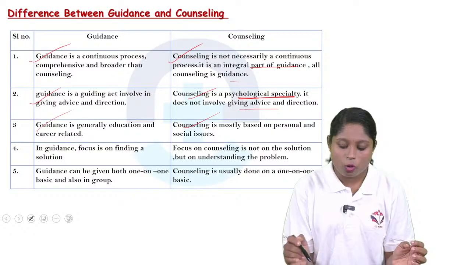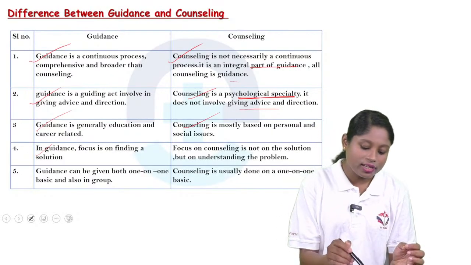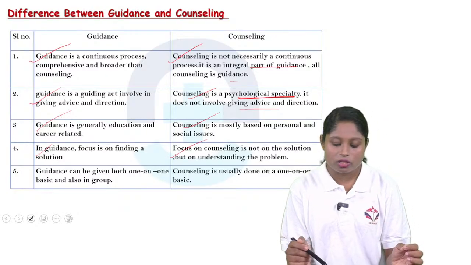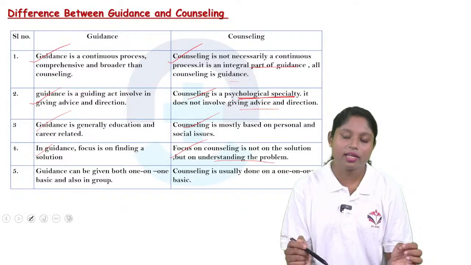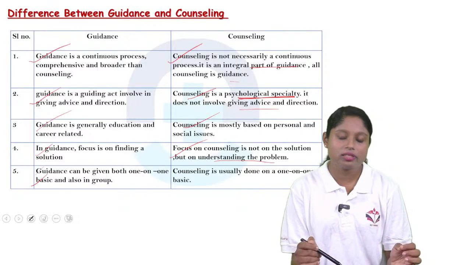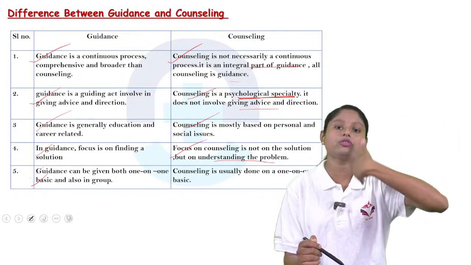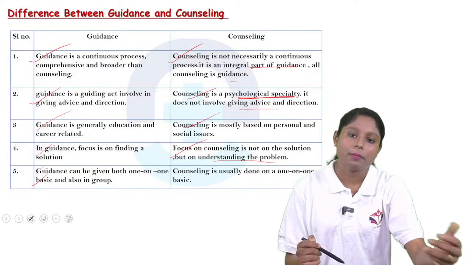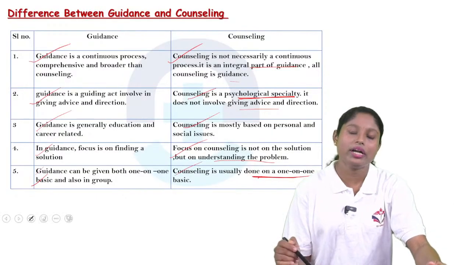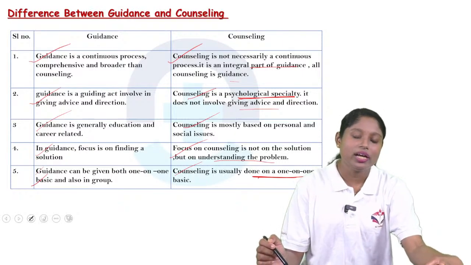Counseling is mostly based on personal and social issues. In guidance, the focus is on finding a solution, whereas in counseling the focus is not on a solution but on understanding the problem. Guidance can be given one-to-one or in a group. Counseling is usually done in one-to-one interaction. So this is the difference between guidance and counseling.